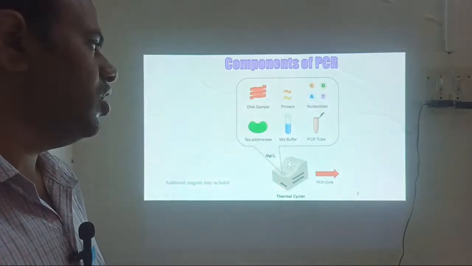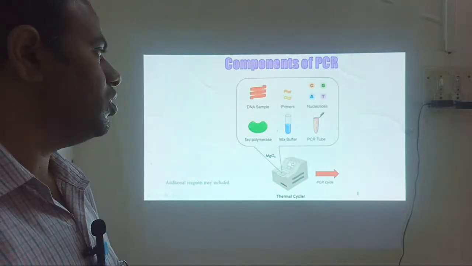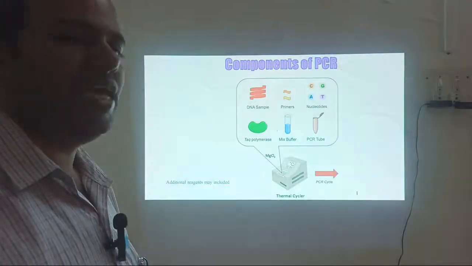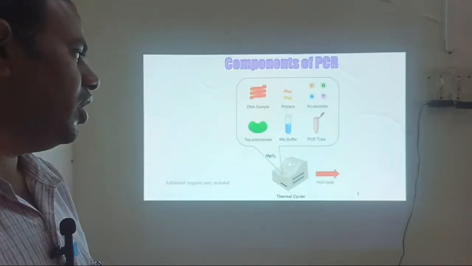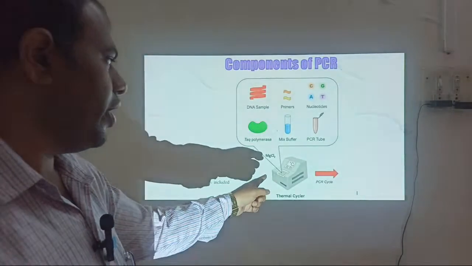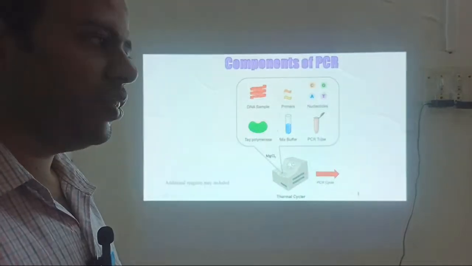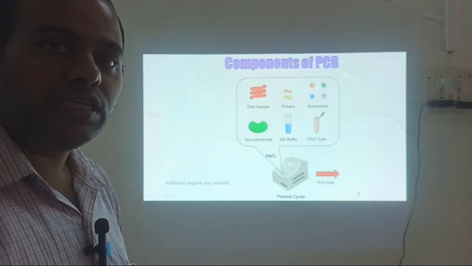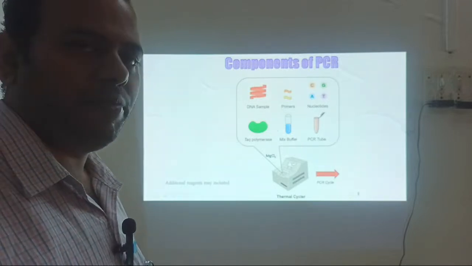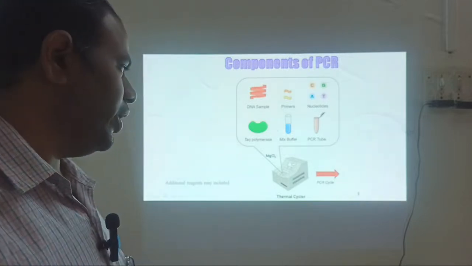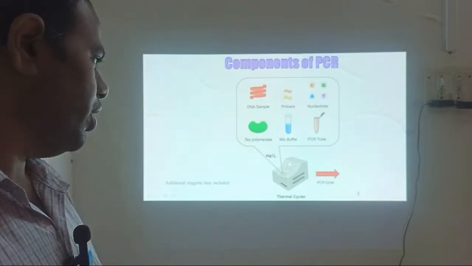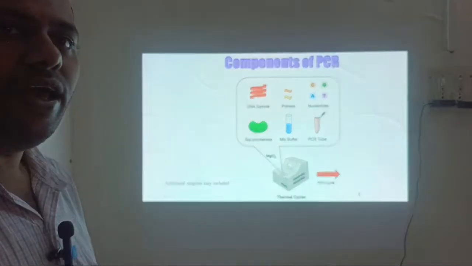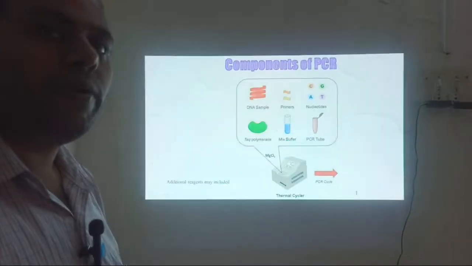Along with this, you mix a buffer. The PCR buffer is the one in which all these components are mixed, and then obviously you mix it all in PCR tubes. One more factor is also required here, and this is MgCl2. Why is MgCl2 important? Mg is the cofactor for the DNA polymerase enzyme, that is, the Taq DNA polymerase. So it has to be added in the reaction mixture. These are the different components. Additional reagents may be added depending on the use or the need.